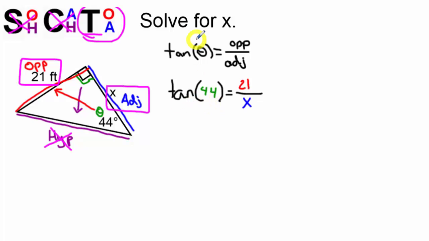The fastest way to solve this equation for x, and by the way, solve means to get x by itself, the fastest way to do that is using cross multiplication. To use cross multiplication, you have to have two fractions, and so we're going to make the left side into a fraction by placing it over 1, and now we can cross multiply.